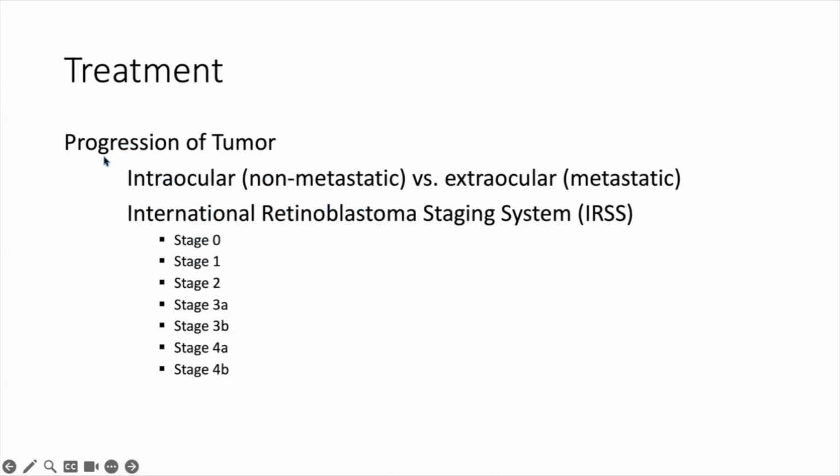Lower stages are obviously more treatable and offer a better prognosis after treatment. And unfortunately, all stages will eventually result in removal of the eye to prevent spread of the tissue.